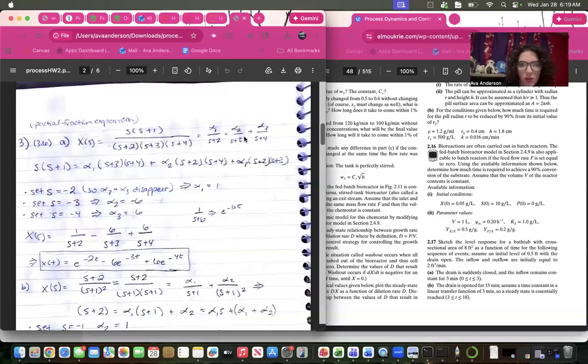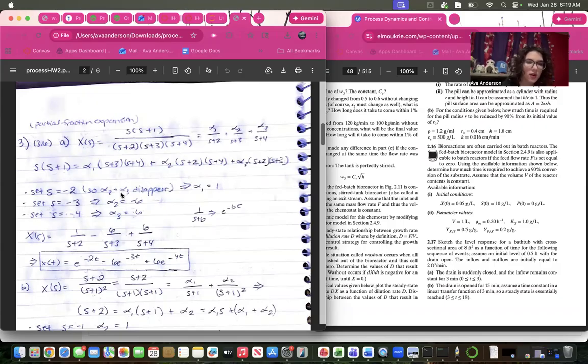Okay, 3 is probably the one I understood the most. Using partial fraction expansion, you start with big X of S, you're trying to get to little x of t. So you can factor out this denominator using alphas as the placeholders for the numerators, and you can then factor that out. And if you set S equals to -2, so alpha 2 and 3 disappear, you can solve for alpha 1, which is 1.